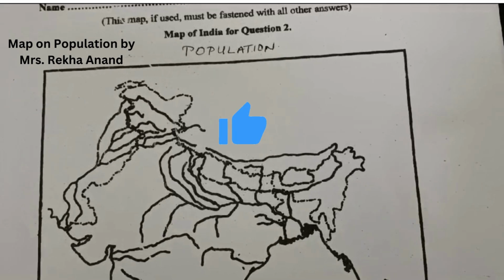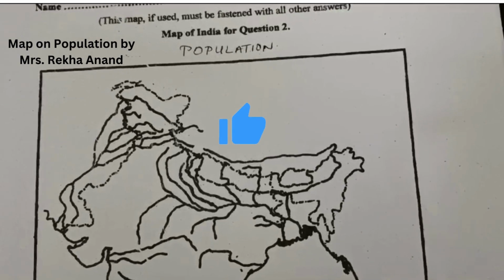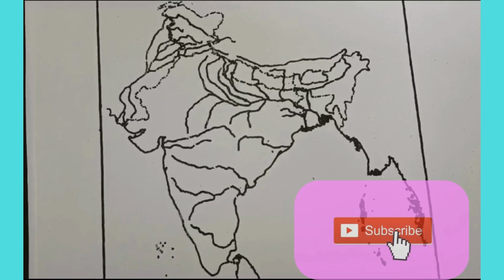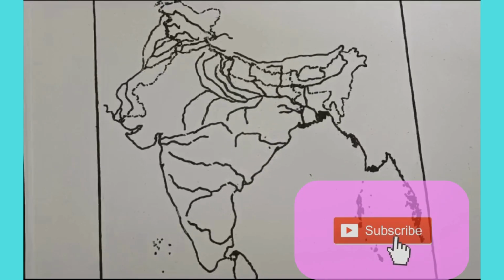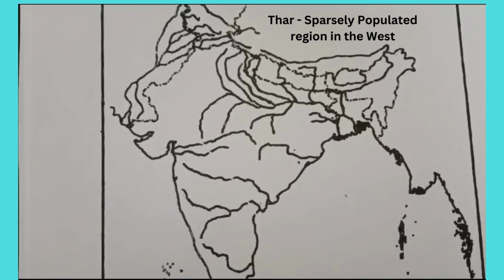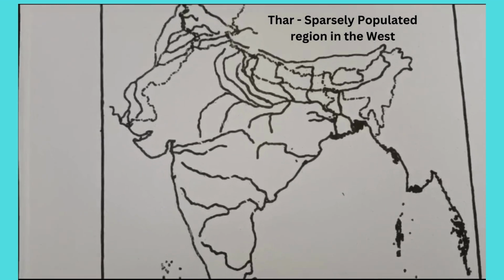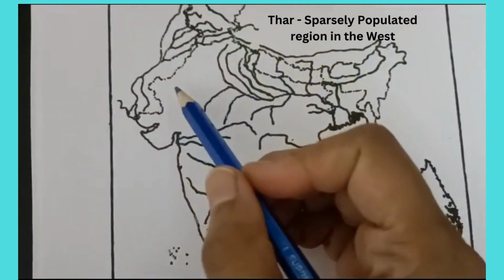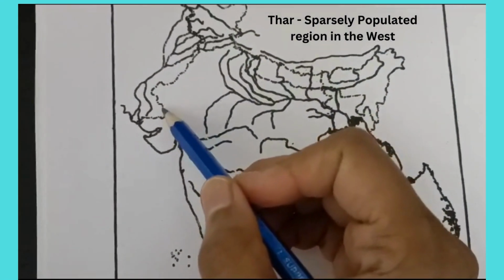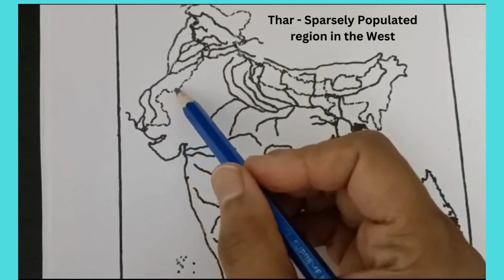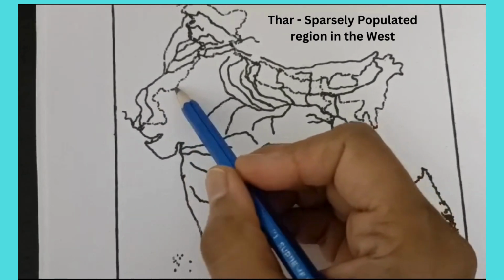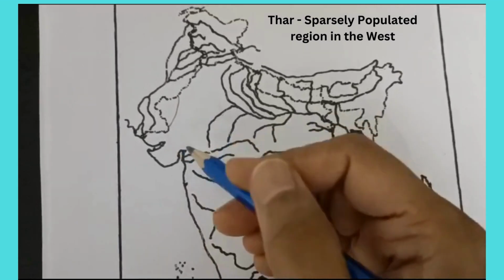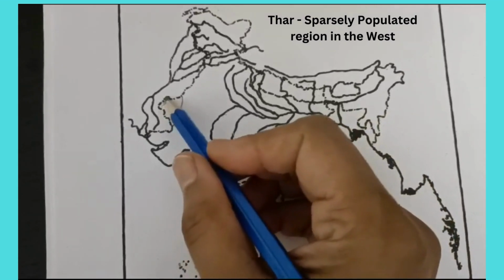Hello students, today we are going to do another map on population. First, we will mark the sparsely populated regions of India. The first region which is sparsely populated that we are going to mark is in the west, that is Thar Desert. You can see this point, children. This looks like a hat, right? Now from this end till here, you will join this and shade it.